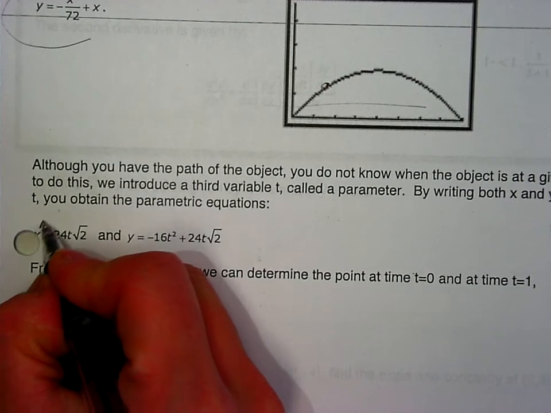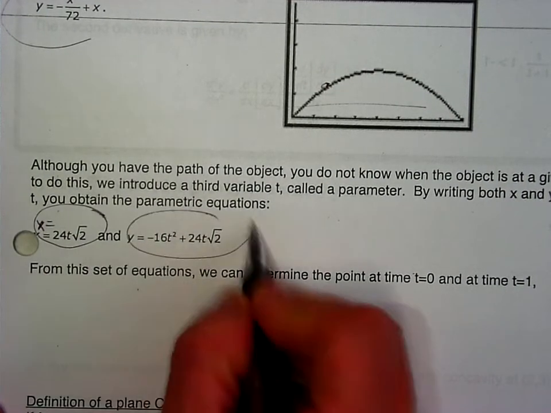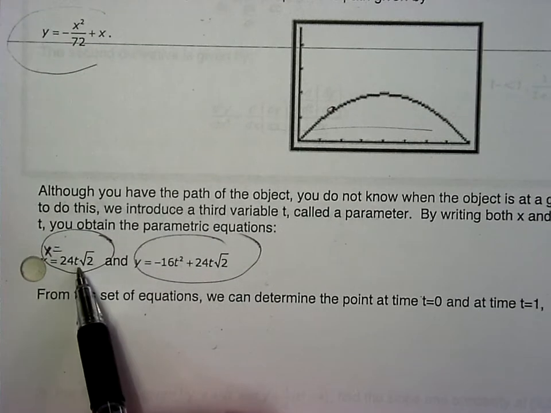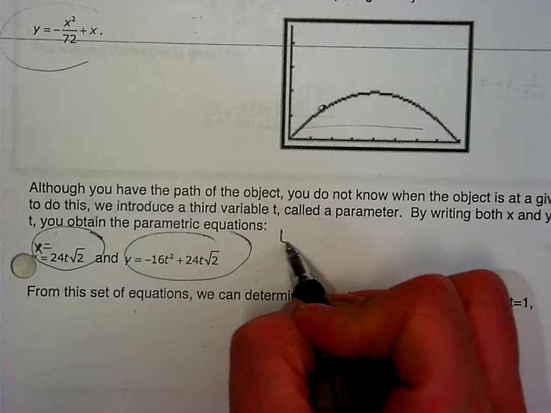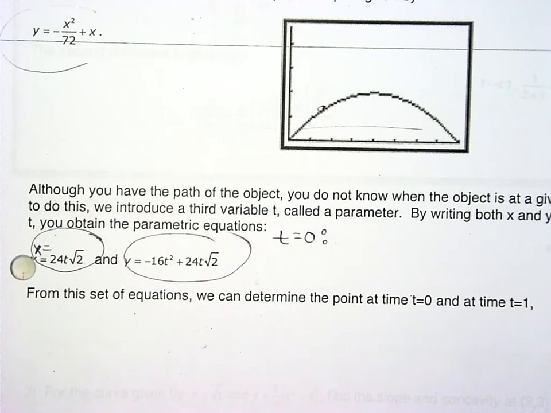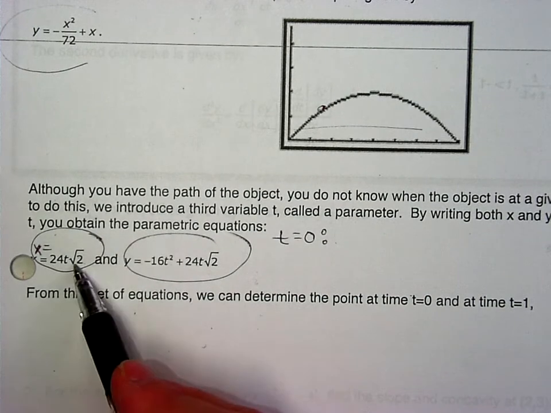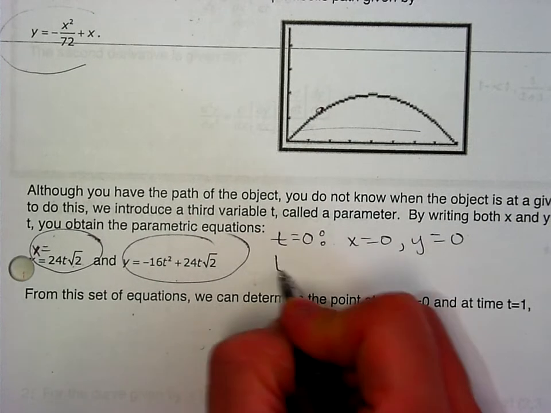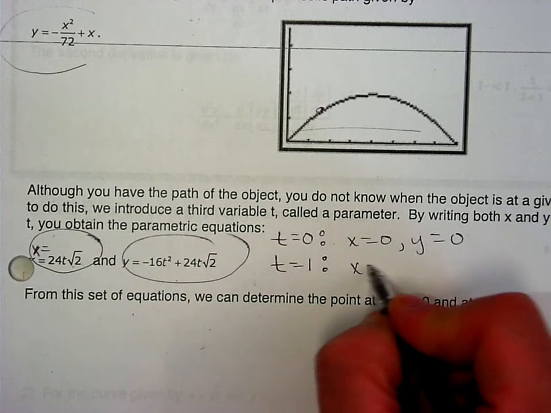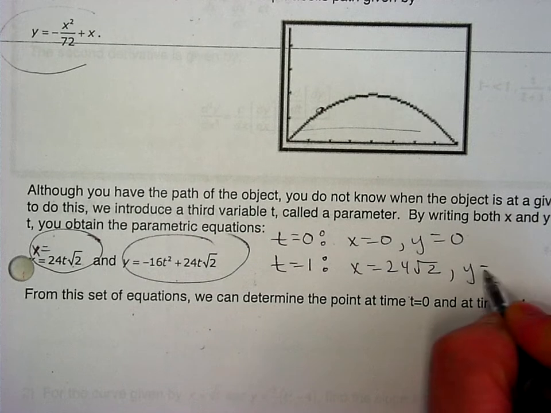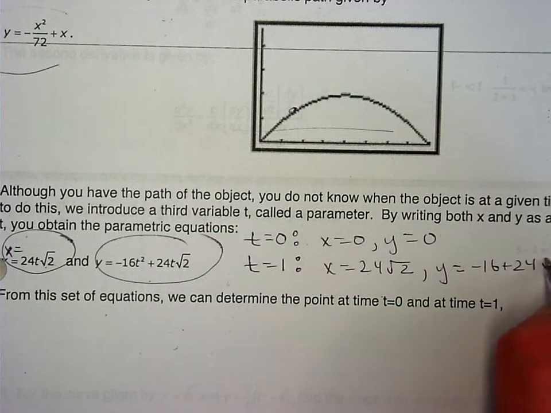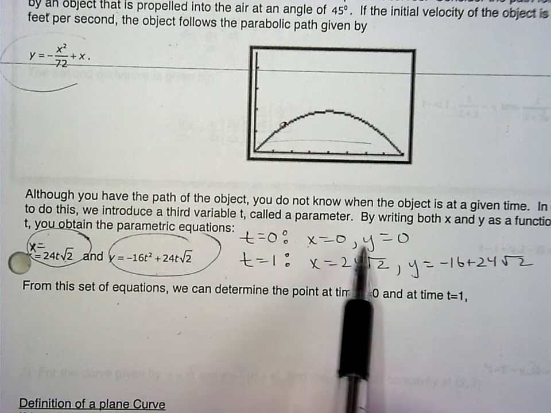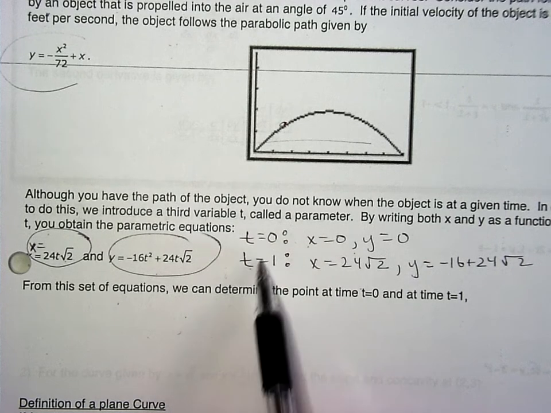So these are the two parametric equations that actually give you the same graph as this. So notice that your third parameter here is t, which stands for time. So if I wanted to know what happens at time t equals 0, when I plug it in here, I get x equals 0, y equals 0. If I plug in t equals 1, your x is 24 square root of 2, your y equals negative 16 plus 24 square root of 2, whatever those values may be. So it gives you an extra piece of information. It gives you the x and the y coordinate and the t values that match up with it.